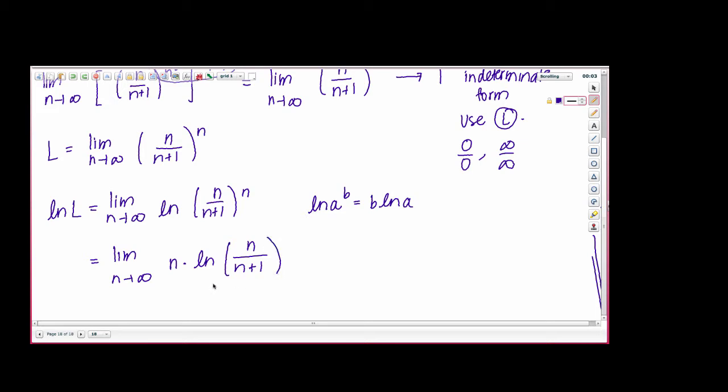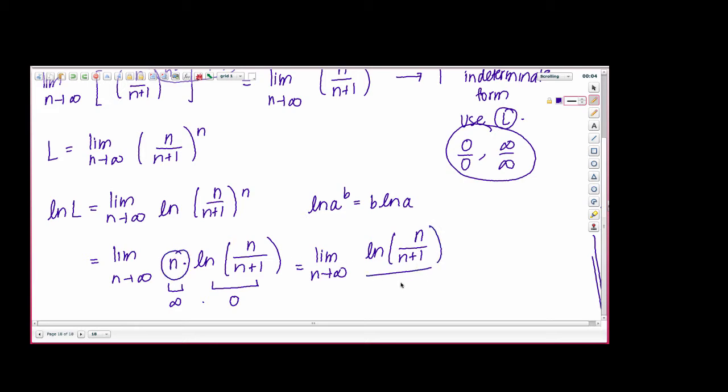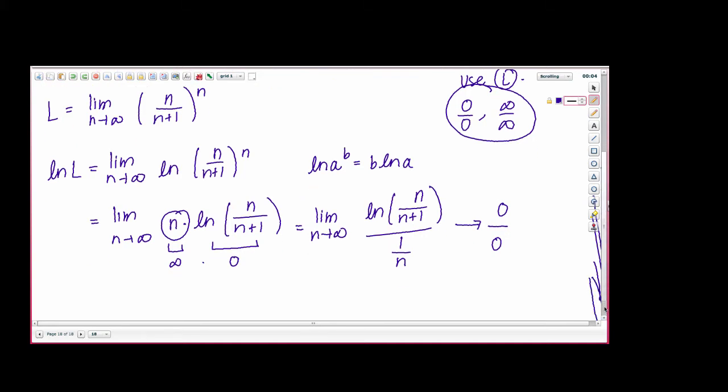Now let's think about what we have. We said n over n plus 1 is going to 1. So this is going to natural log of 1, which is 0, and then n is going to infinity. So we have infinity times 0, which is still not 0 over 0 or infinity over infinity. Remember, we need one of those two forms before we can apply L'Hopital's rule. So we're going to take our n in the numerator and rewrite it as a 1 over n in the denominator. Now the top is going to log of 1, which is 0. The bottom is going to 0 as n goes to infinity. So now we can apply L'Hopital's rule.